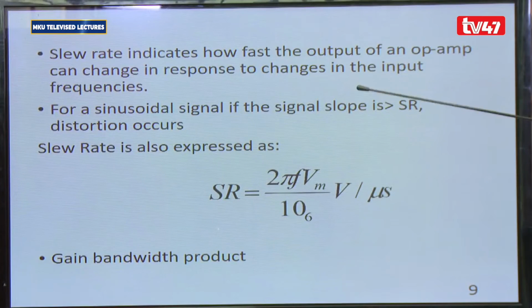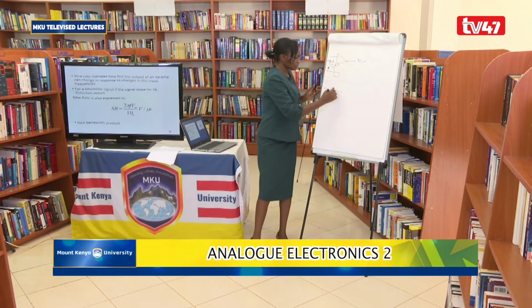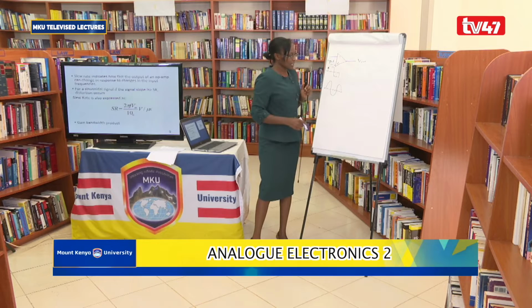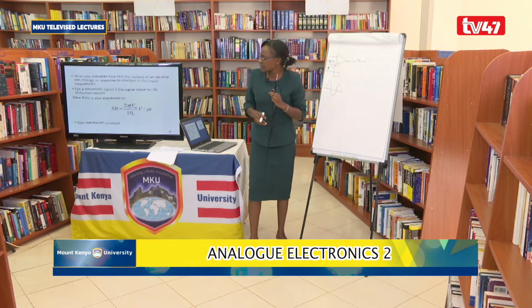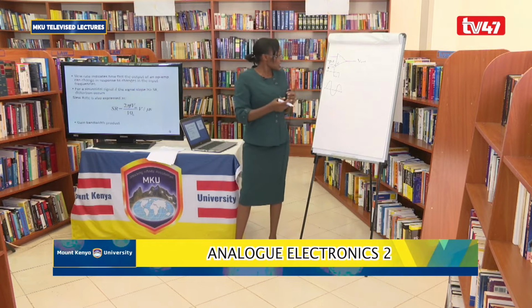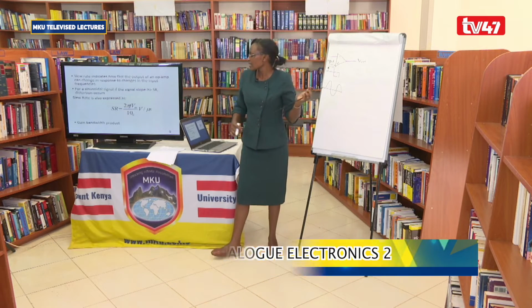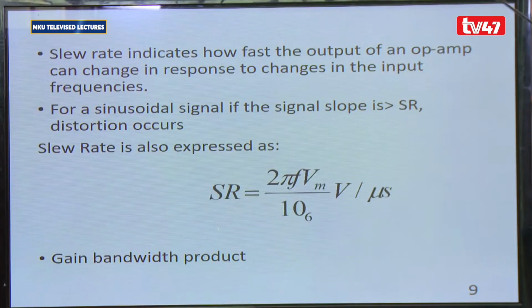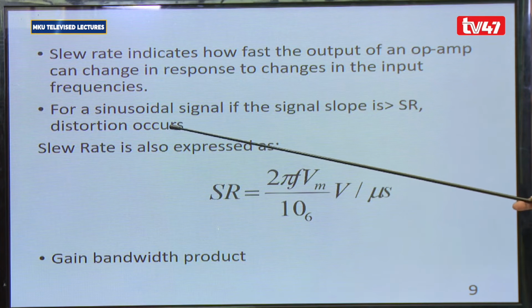Slew rate indicates how fast the output of the op-amp can change in response to changes in the input frequencies. Remember, your input can be a sinusoidal signal, a square waveform, etc. So the rate at which the output is changing is what we are referring to as the slew rate. For a sinusoidal signal, if the signal slope is greater than the slew rate, distortion occurs.